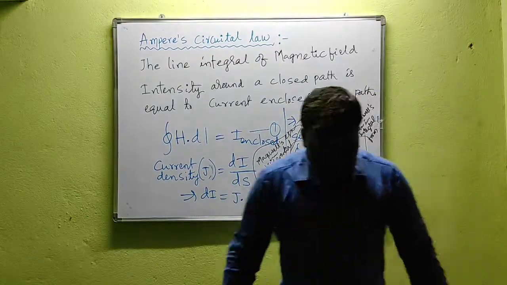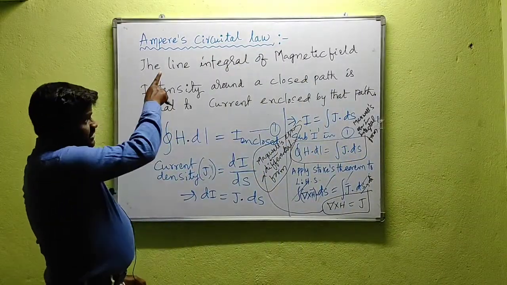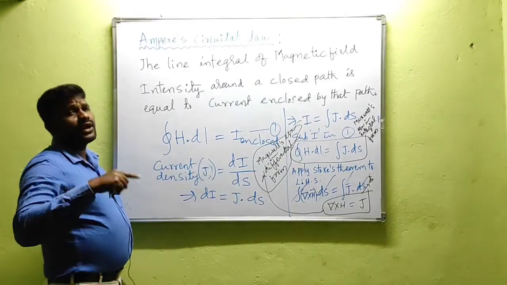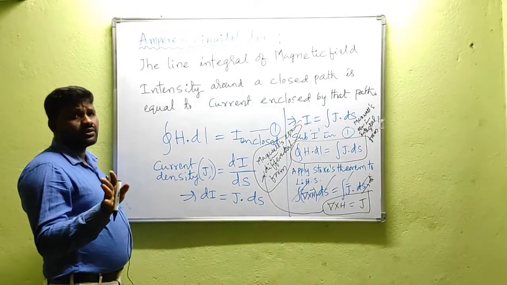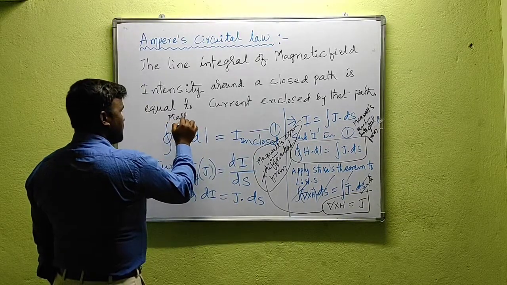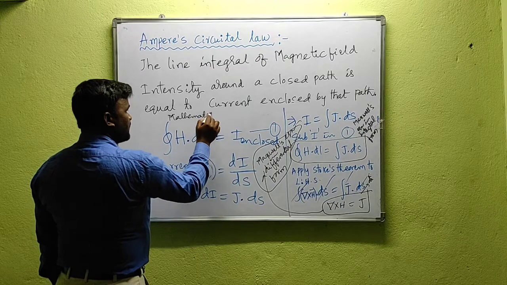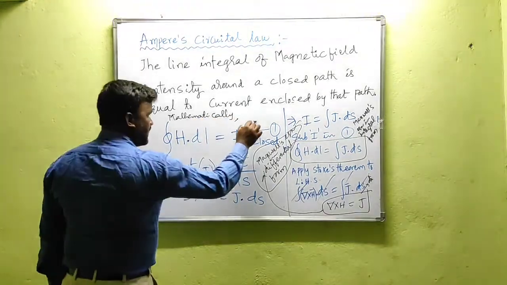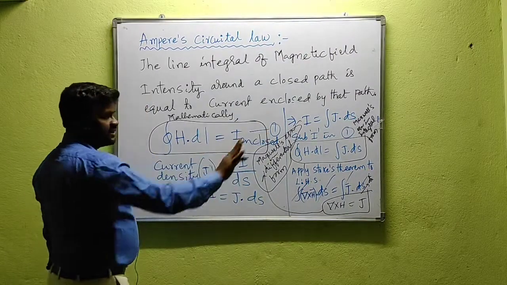In this class, what we have discussed is Ampere's circuit law. What is the statement? The line integral of magnetic field intensity around a closed path is equal to the current enclosed by that path. Mathematically, that is integral H dot dl equal to I enclosed. Let us take this as equation 1.